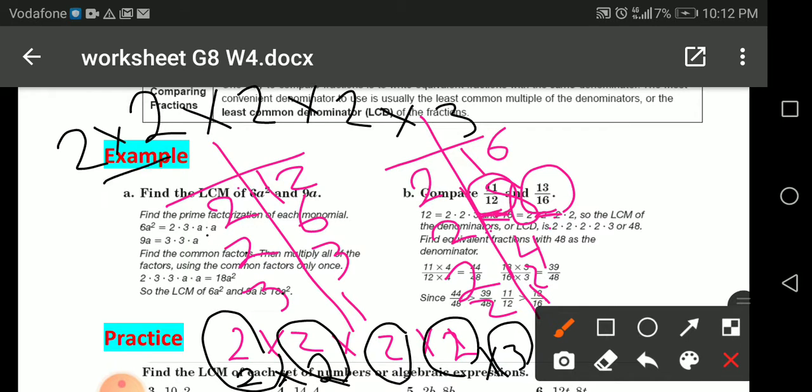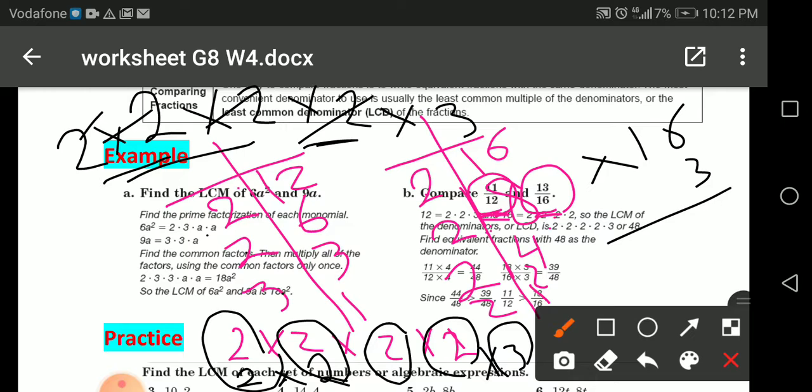So 2 times 2, 4. 4 times 2, 8. 8 times 2, 16. 16 times 3 gives me, I will write it, 16 multiplied by 3. 3 times 6 equals 18. Carry 1, 3 times 1 is 3, and 1 makes 4. So the LCM will be 48.